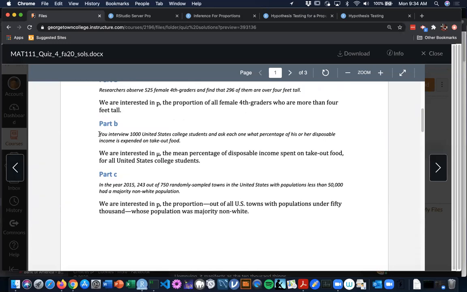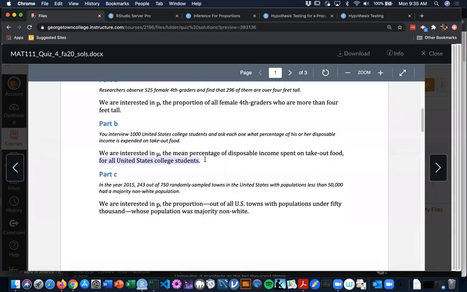In the second scenario, you interview 1,000 United States college students and ask each one what percentage of his or her disposable income is expended on takeout food. So each person that you ask this question, they're giving you a number. Like one person might say 20% and another person might say 10% and so on. So even though the numbers they're giving you are percentages, this is not a case where you're investigating a population proportion. You're investigating a population mean.